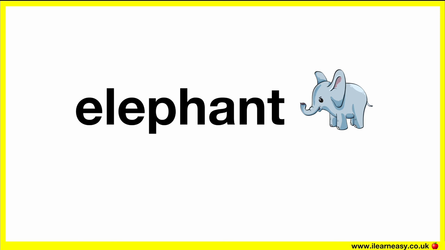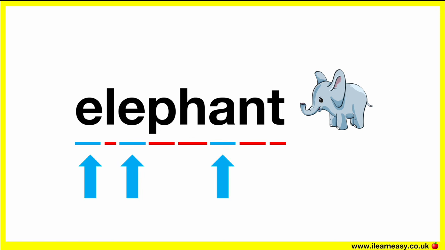Elephant. The letter E is a vowel, the letter L is a consonant, the letter E is a vowel, the letter P is a consonant, the letter H is a consonant, the letter A is a vowel, the letter N is a consonant, and the letter T is a consonant. There are three vowel sounds in this word, therefore there are three syllables.